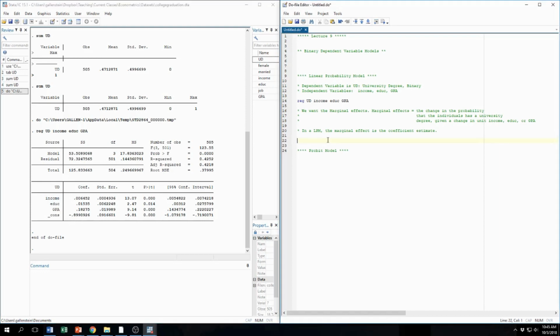Okay. So now let's talk a little bit more. I mentioned in the lecture that linear probability models will necessarily have heteroscedasticity. All right, but when we're using ordinary least squares, that's not a major problem. What we will do is we'll just use our robust standard errors. So let's just do that. We'll rerun the model, and now we're going to use robust standard errors.